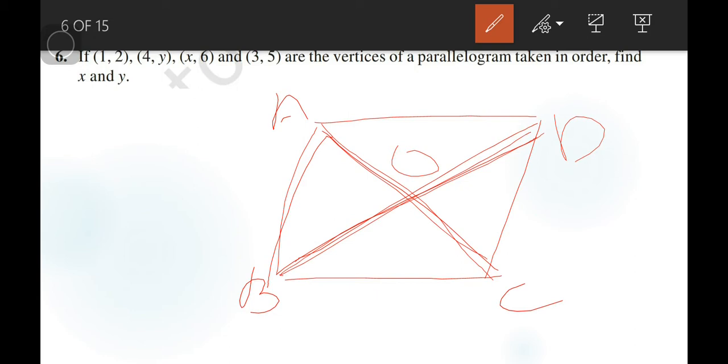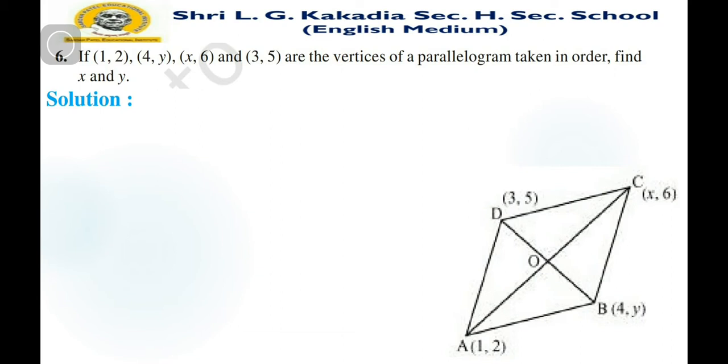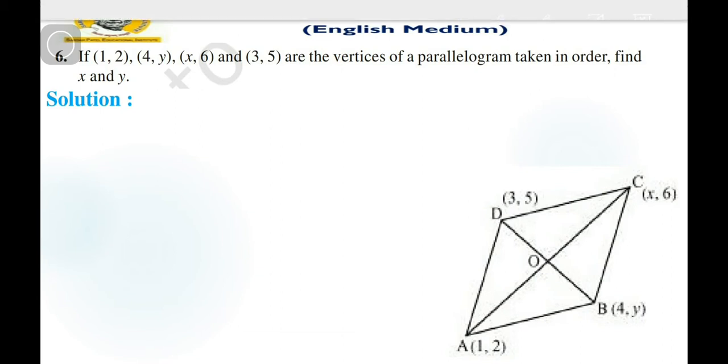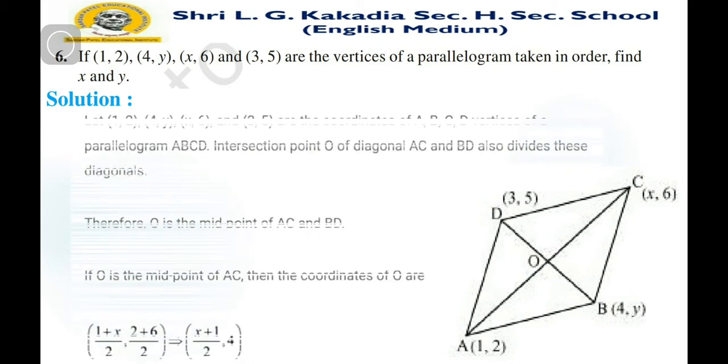So we can compare both the quantities and we can find such an example. Let's use this property. In the solution we can find, you can see the figure ABCD given with its coordinates. Here O is the midpoint of AC and BD. So we can compare both the quantities.